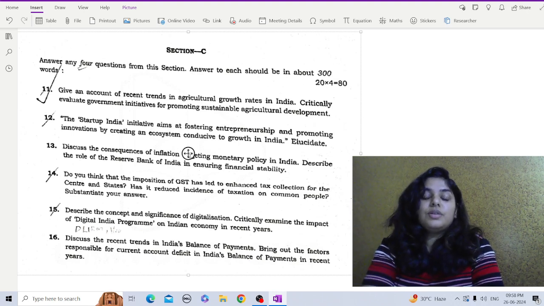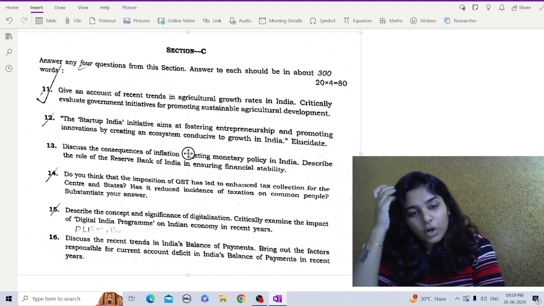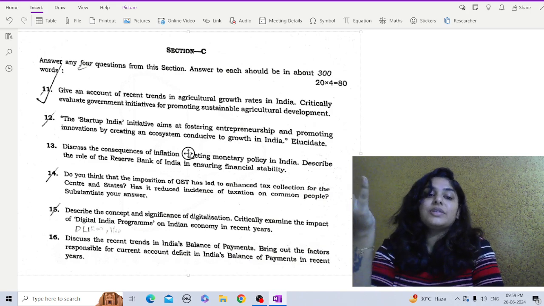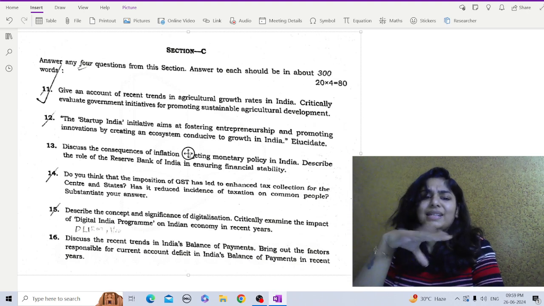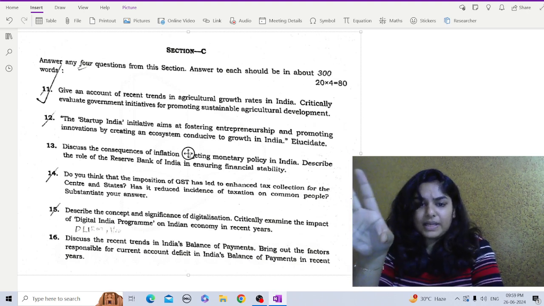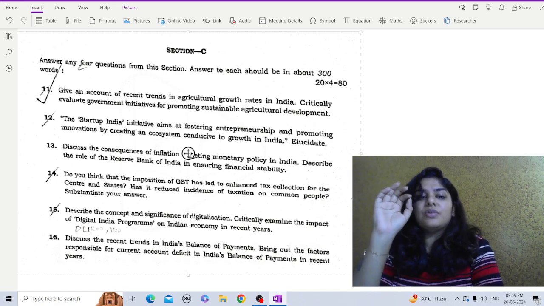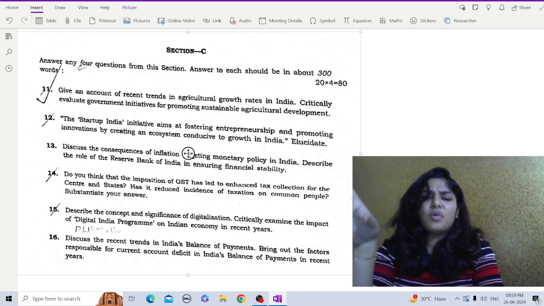In the introduction you can introduce some points like the trends in agricultural growth rates, etc. So you can say that recent trends in agricultural growth rates in India show a mixed picture. Over the past decade the sector has experienced moderate growth, with an average annual growth rate of around 3 to 4%.